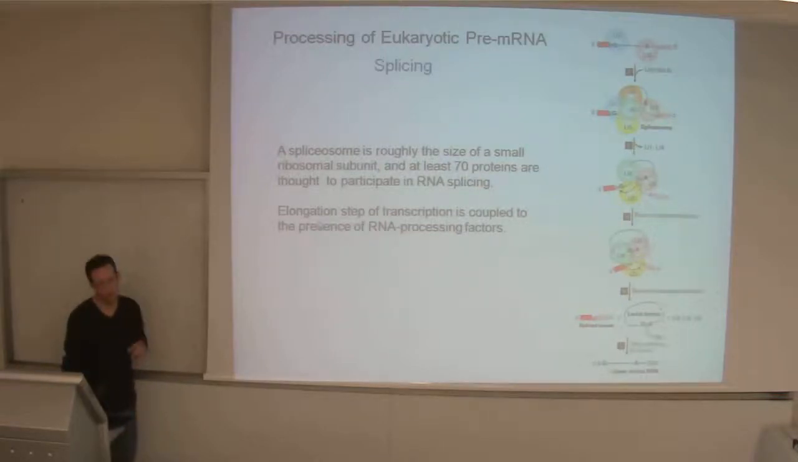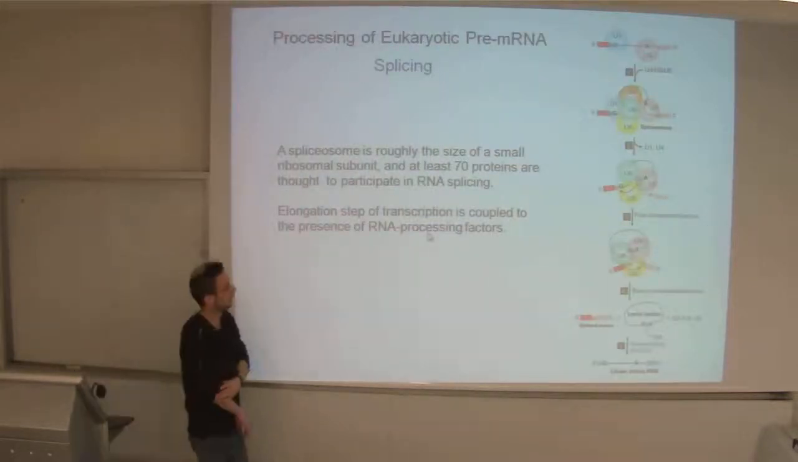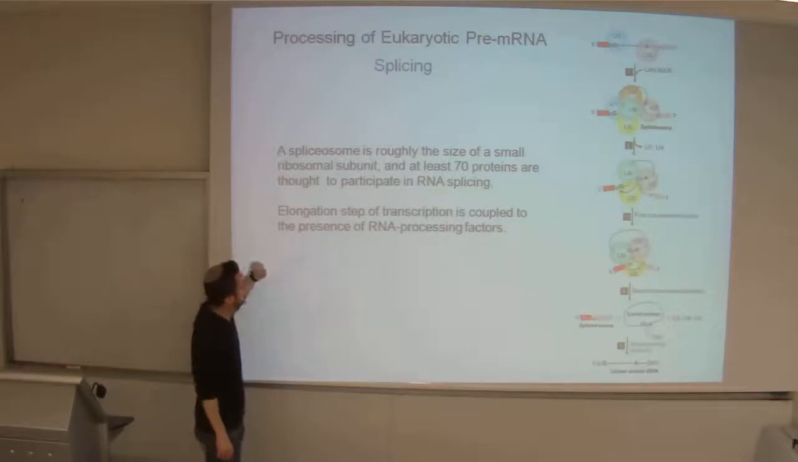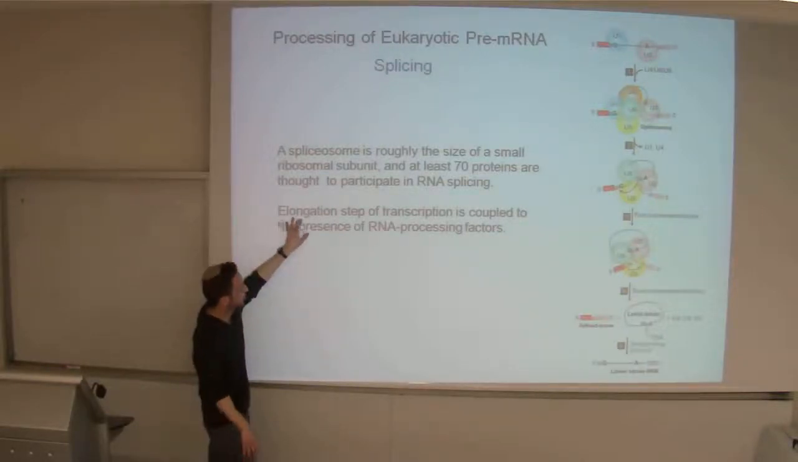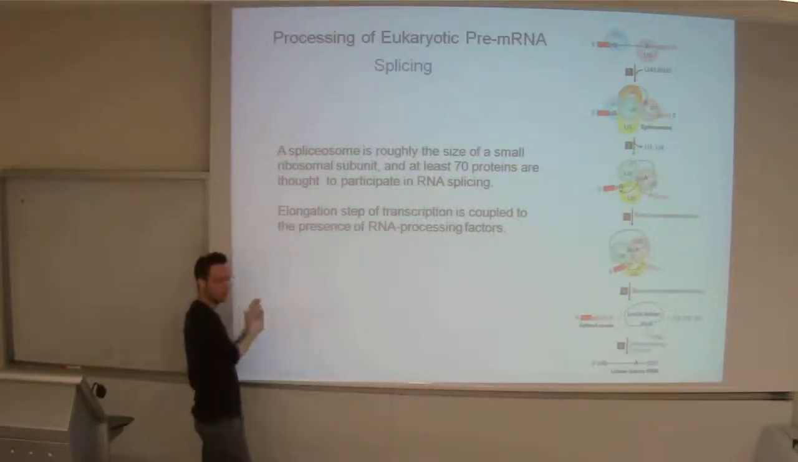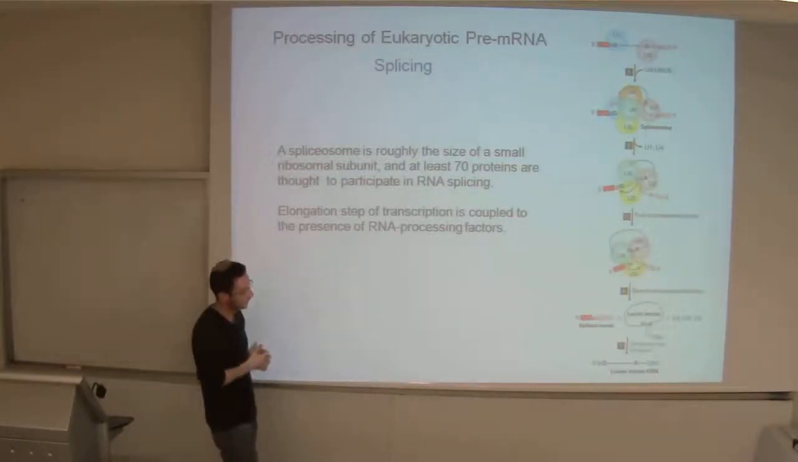So the elongation step of transcription, transcription elongation, is shown to be coupled to splicing. And this coupling is still under a lot of research, but for now let's just say that if the transcription stops or goes wrong, splicing will also stop, or will go wrong. Again, there is some kind of coupling between the transcription elongation process, where the RNAs are transcribed from the genome, and the splicing reaction.